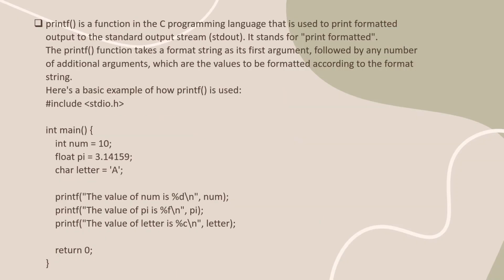Going into detail about printf, printf is a function in the C programming language that is used to print a formatted output to the standard output stream, that is stdout. It stands for print formatted. The printf function takes a format string as its first argument, followed by any number of additional arguments, which are values to be formatted according to the format string. Here is a basic example of how the printf function is used.